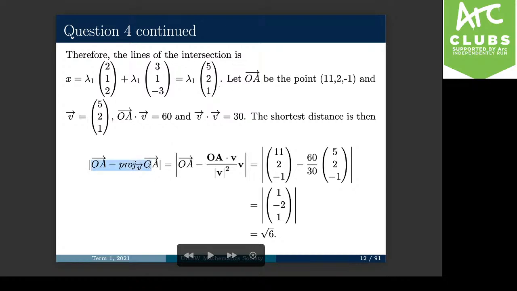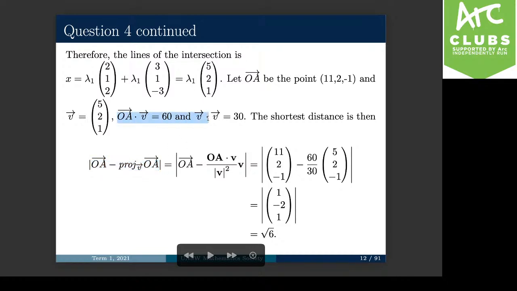So you can actually use this formula. It's pretty helpful, the one that we learned in high school. So the shortest distance would just be the point minus the projection of the point onto the direction vector of the line of intersection. Note that this formula you can actually swap it around. So it could be projection of OA onto V minus OA. Since you've taken the absolute value, it will always be positive, so it doesn't matter.